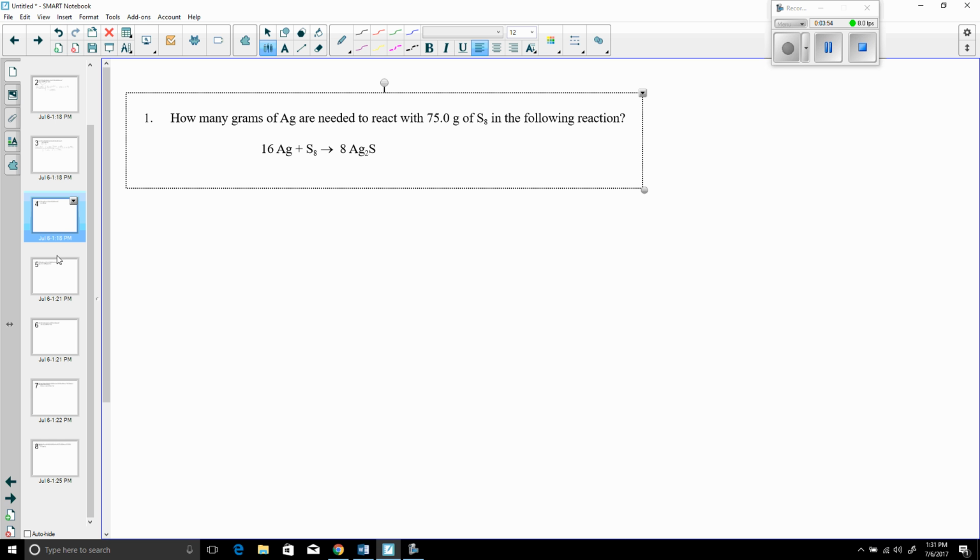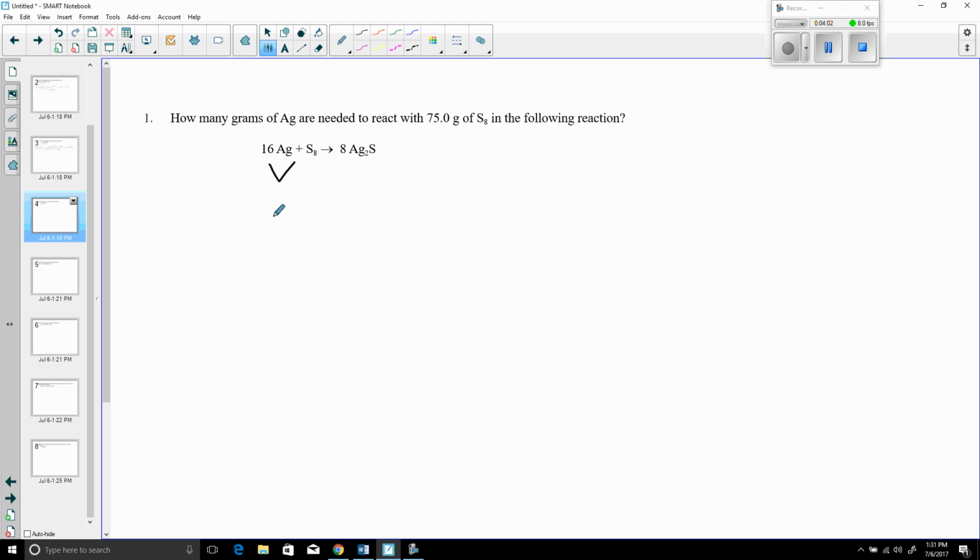Moving on to the next one. How many grams of silver are needed to react with 75 grams of S8 in the following reaction? Now we're looking at the ratio here, but we are in mass on both, so we have to know the molar mass of both. And what we're trying to find is, if we have 75 grams of this, I only want to use the amount of silver that would react completely with this so that we don't have anything excess. So you're limited by both in this case, or you can say they're stoichiometrically equivalent.